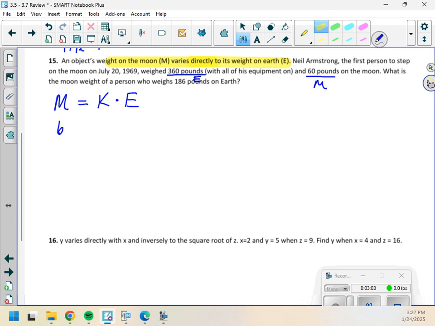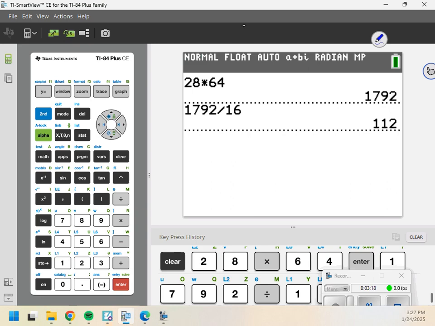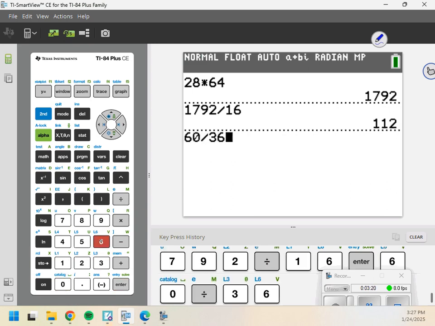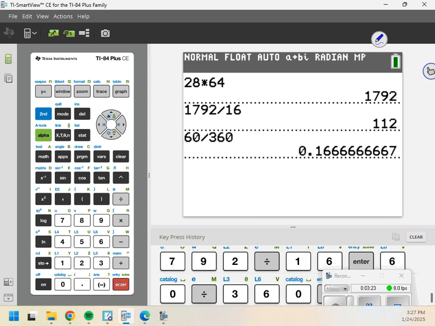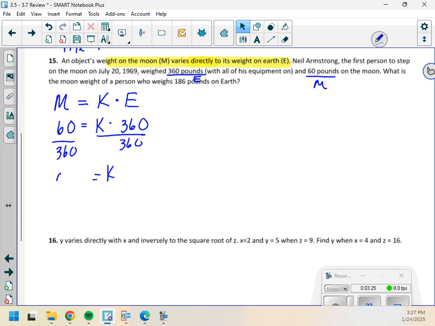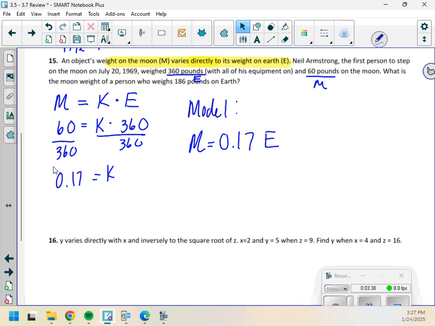So 60 is going to equal K times his Earth weight, which is 360. And now we can divide by 360, divide by 360, and K equals, we'll use a calculator again, 60 divided by 360 gives me 0.17. I'm going to round it to 0.17. Therefore, our model is going to be that the moon weight is 0.17 times the Earth weight.